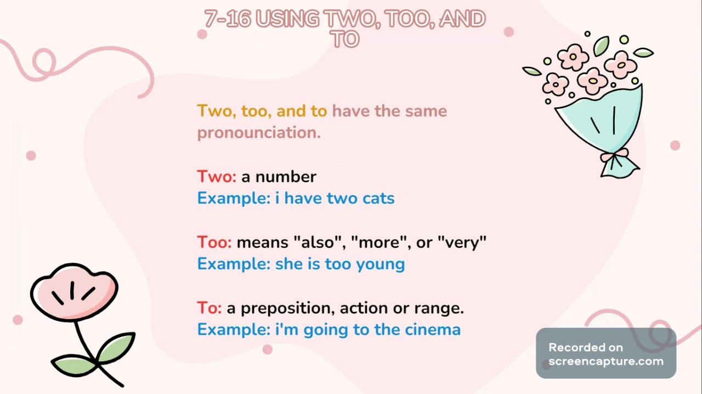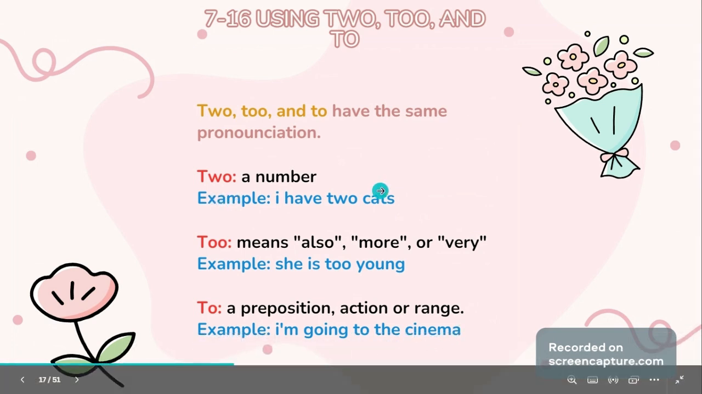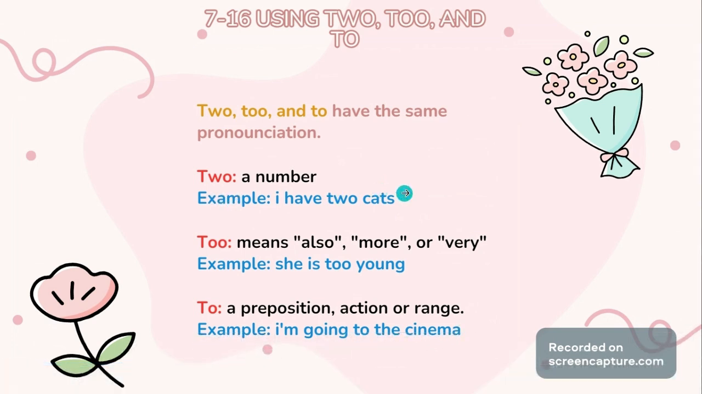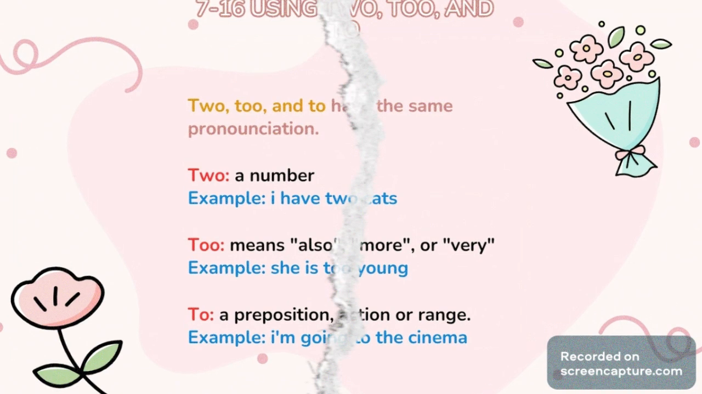Next, using to and too. What is the difference? To and too have the same pronunciation. Two is used for a number. Example, I have two cats. And too means also, or more, or very. Example, she's too young. And to is a preposition for action or range. Example, I'm going to the cinema. So how do we tell the difference between the three: two, too, and to?